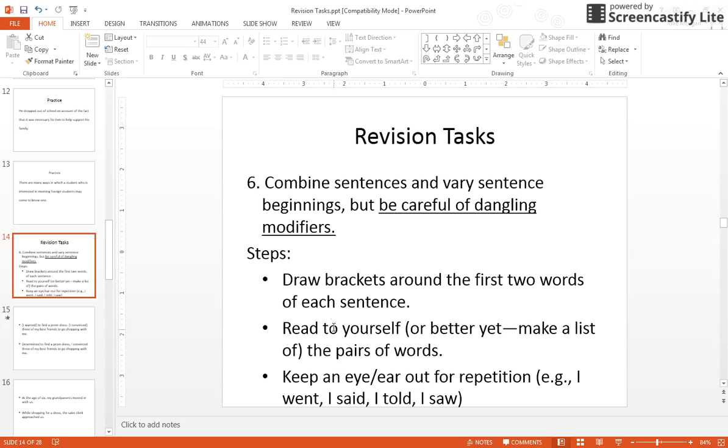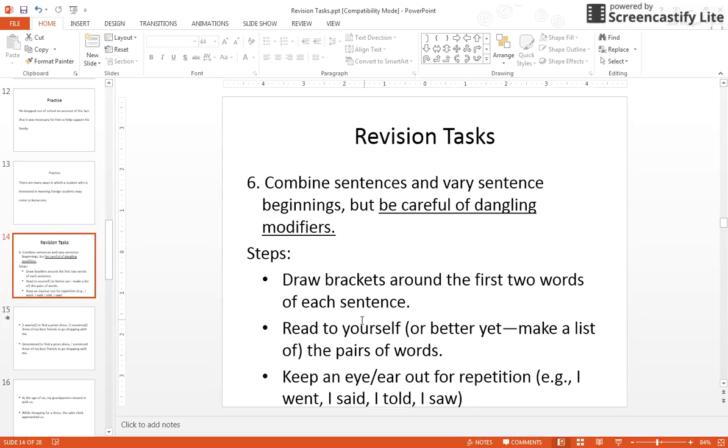The next task we're going to work on is combining sentences and varying sentence beginners, but making sure that you're careful of dangling or misplaced modifiers. The focus of this is really on that last part, on what to watch out for as you combine. So this is going to involve a process. So go ahead and take this step by step.